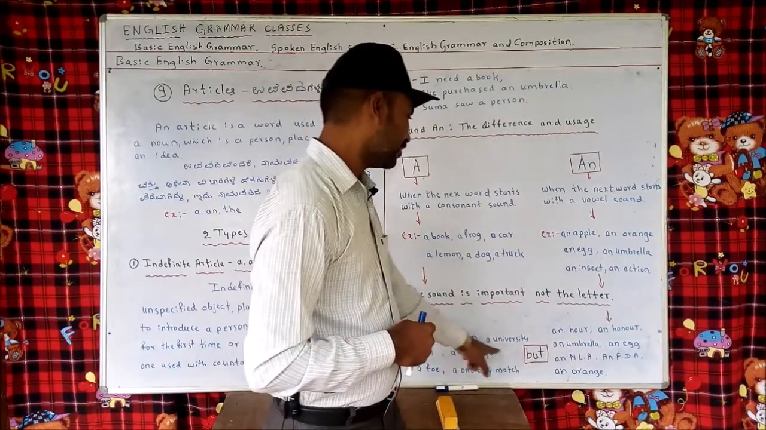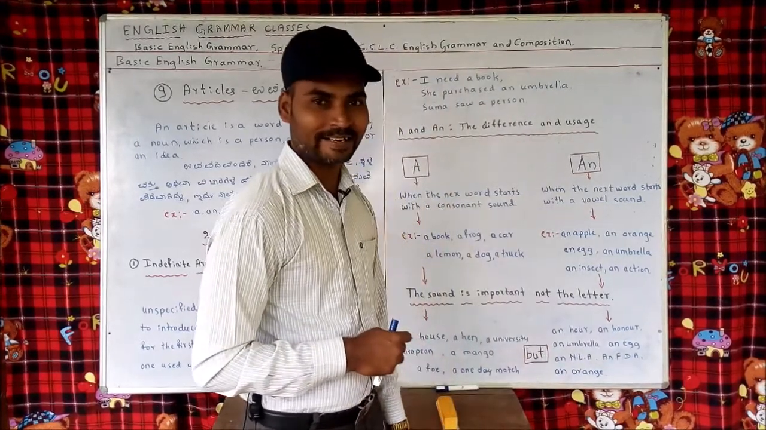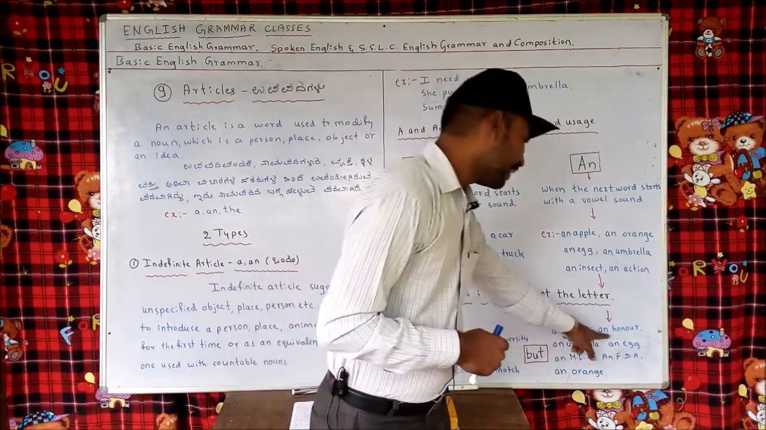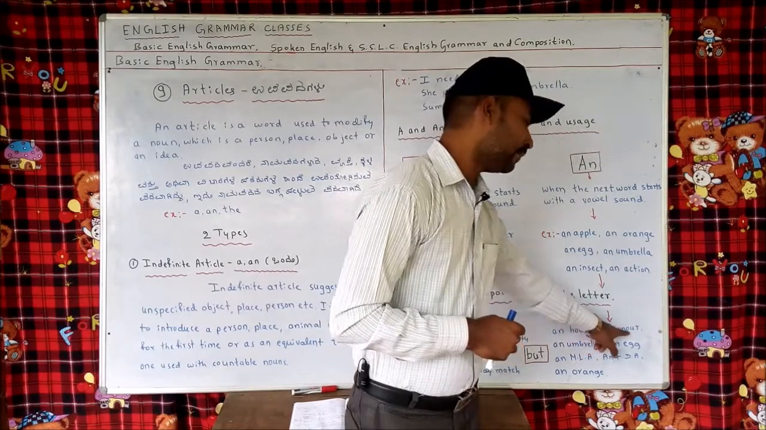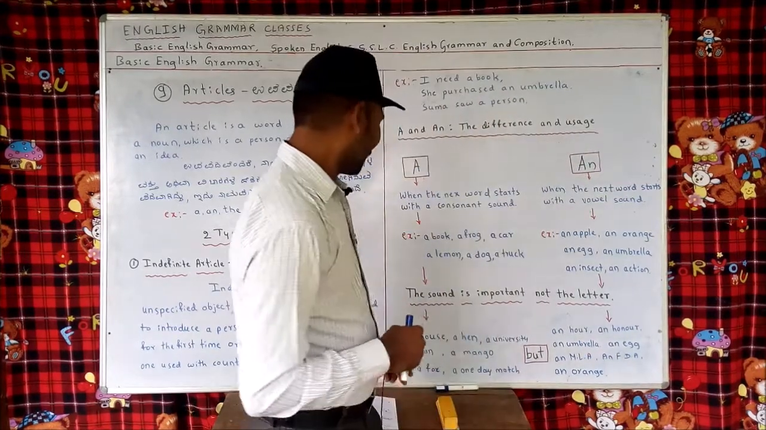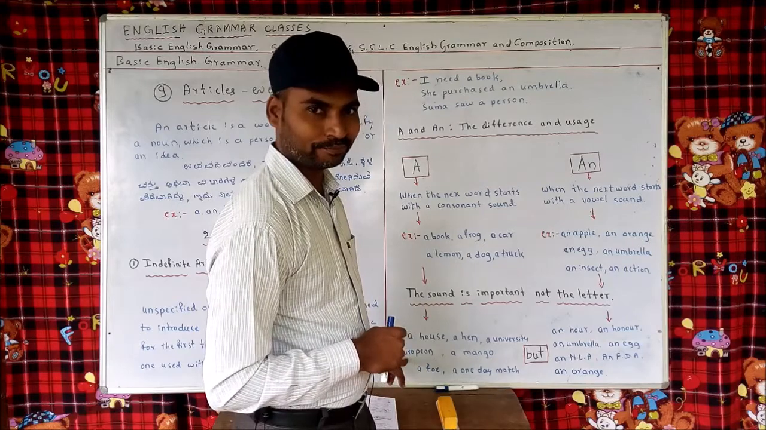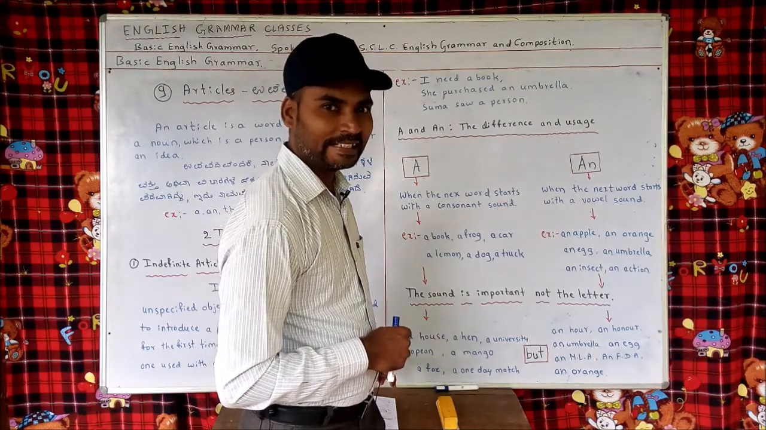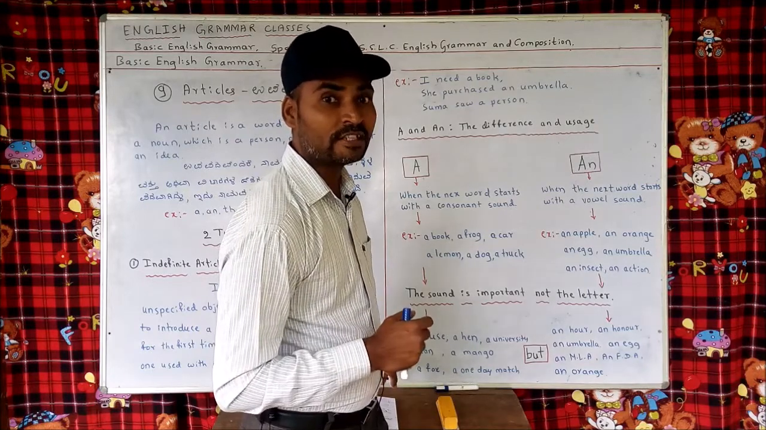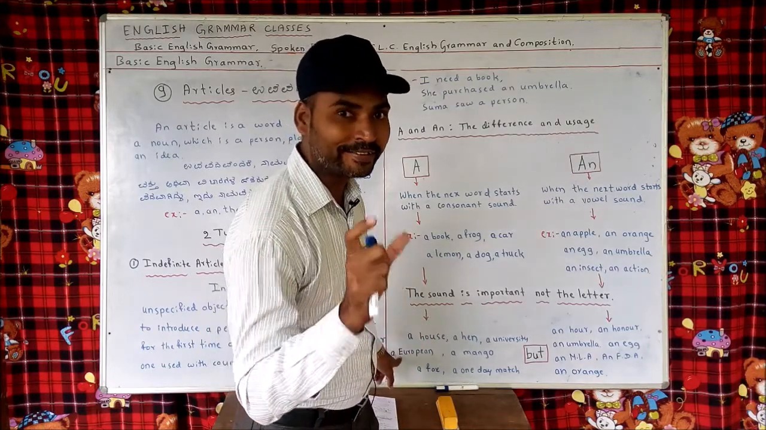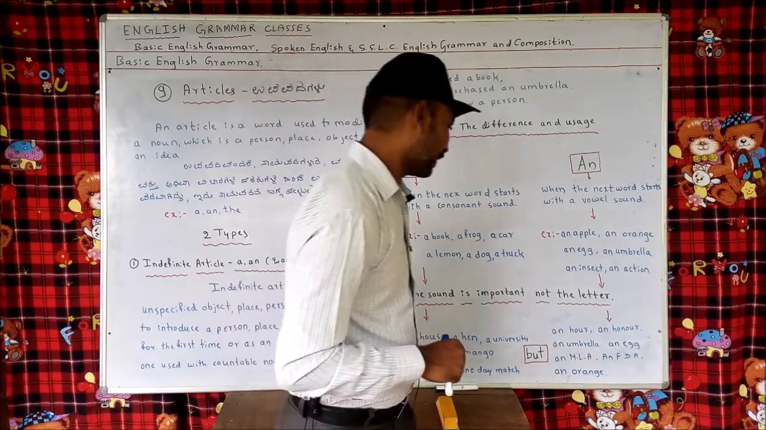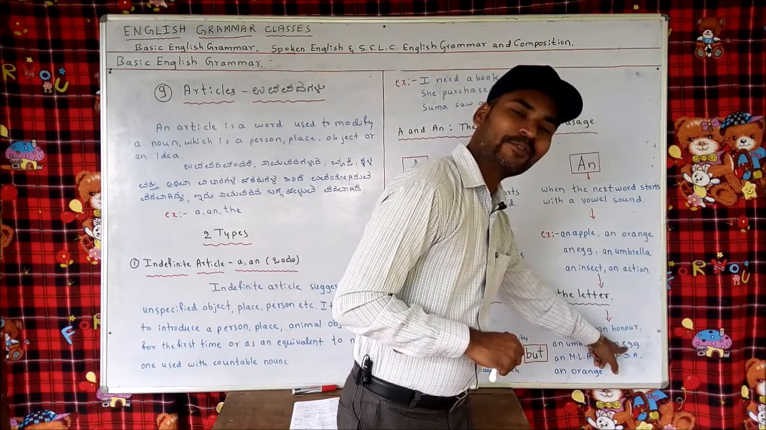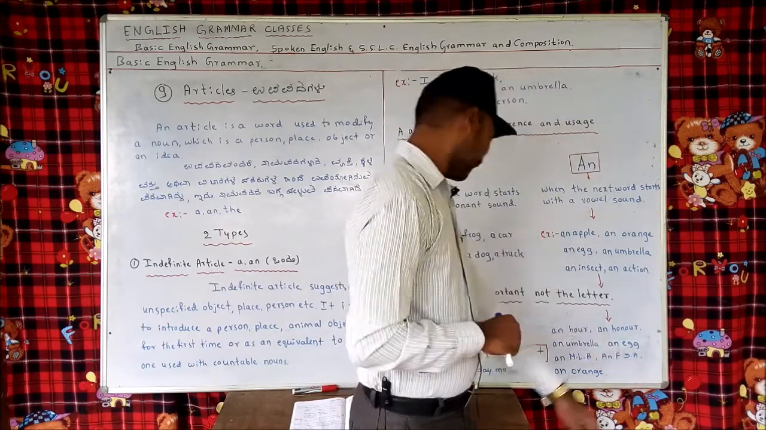Here also you see h, here also you see h as a starting letter. But here the pronunciation of hen starts with h, but here the h is silent and we say honor. Then a European. Here, though the word starts with e, it is pronounced as y, European. Y is a consonant here. An egg. Here also there is e, but we use an here.